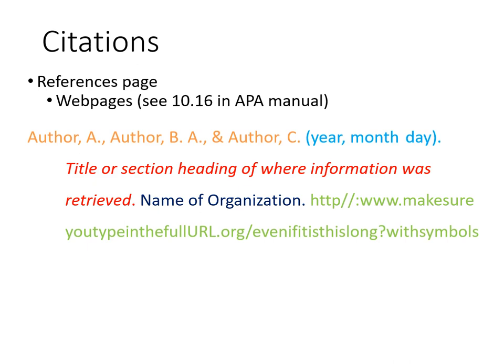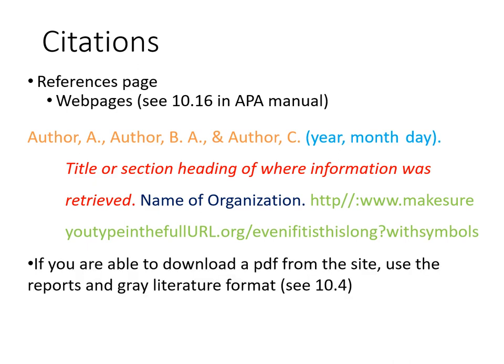Next, you include the name of the organization or entity whose website you are using. Although if the author is also the name of the organization, you do not include it. You then copy and paste the full URL of where you found the information. The idea is that someone should be able to copy and paste the URL and land at the exact same spot on the website. This information can also be found on the basic APA tip sheet beginning on the bottom of page 2. If you can download a PDF, you do not use this format. You would use the reports and gray literature format, which can be found in Chapter 10, Section 4.